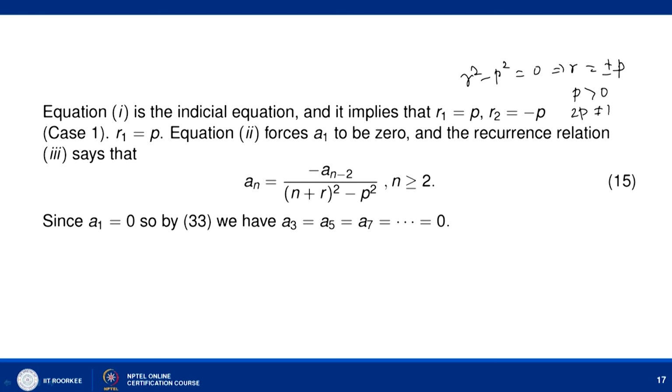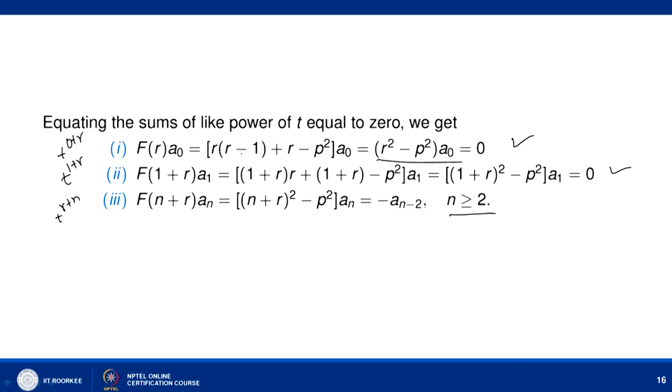So once we have the values of r1 and r2, our next aim is to find out the coefficients. Let us find out the case that r1 equal to p. First we look at r1 equal to p and find out the coefficient, and then look at the case r2 equal to minus p, and then again we find out the coefficient. So let us look at r1 equal to p. Then the first equation will give you that a naught is non-zero. So we cannot calculate the a naught value here, but when r equal to p, we can easily calculate using this formula to find out a1.